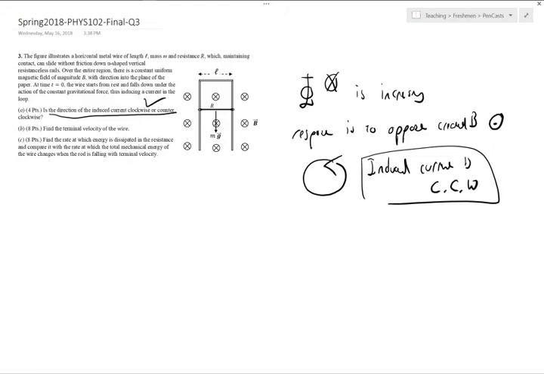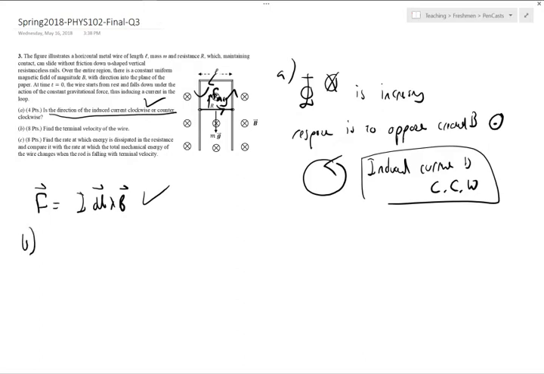And if it's counterclockwise, it's flowing like this, which also makes sense because F, as you remember, is I dl cross B. dl is to the right, B is into the page, so the magnetic force is opposing the motion. So that makes sense.